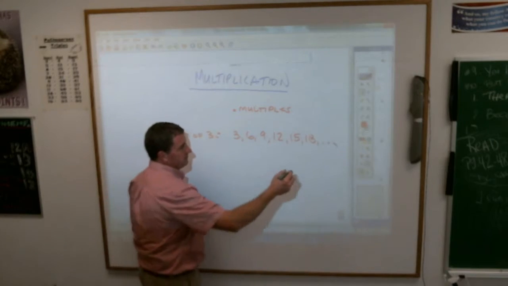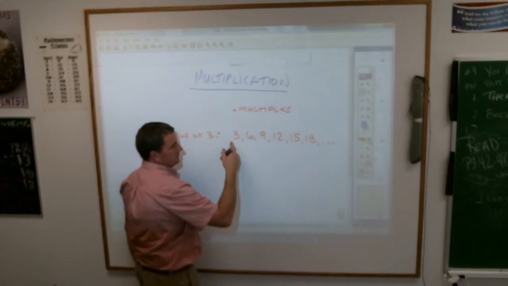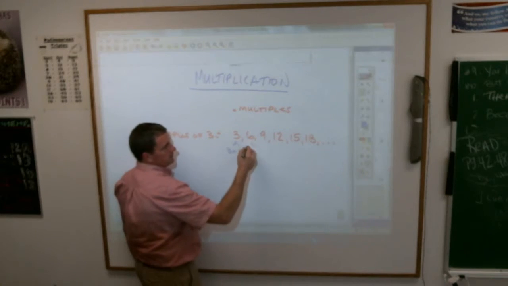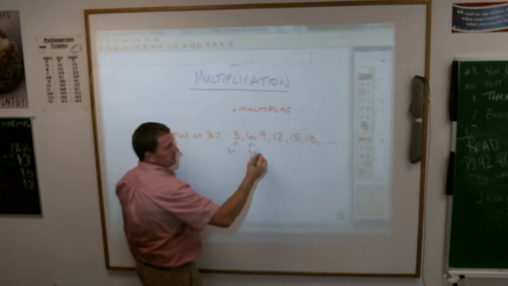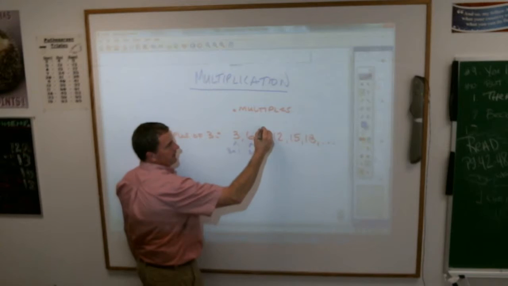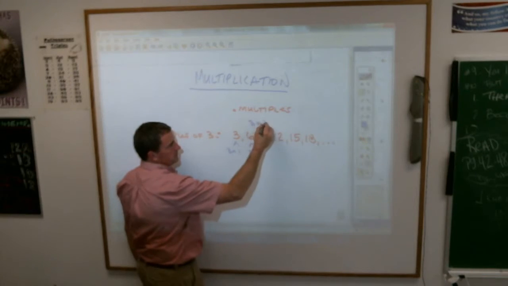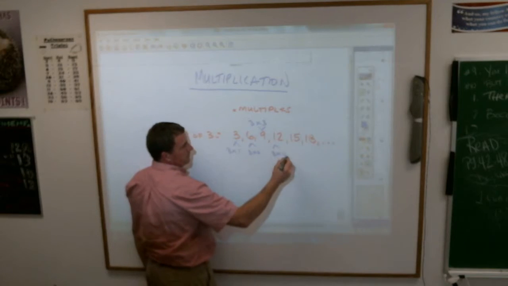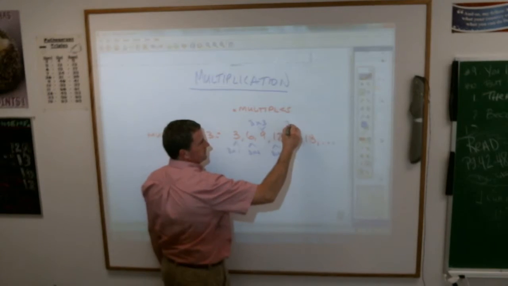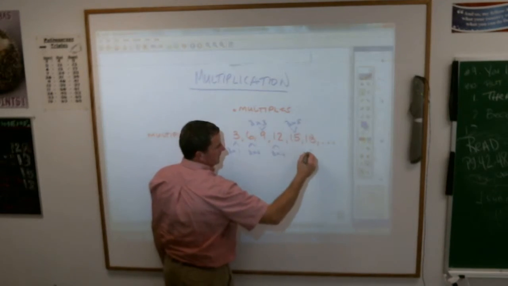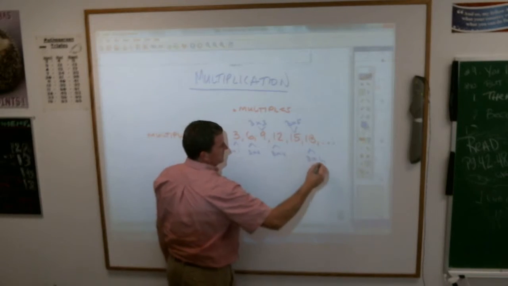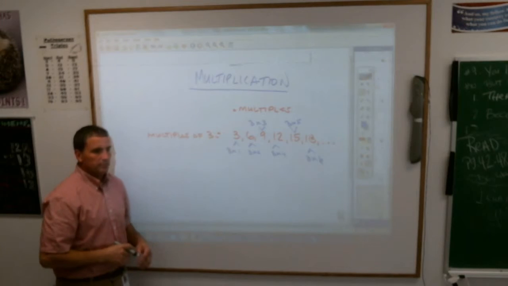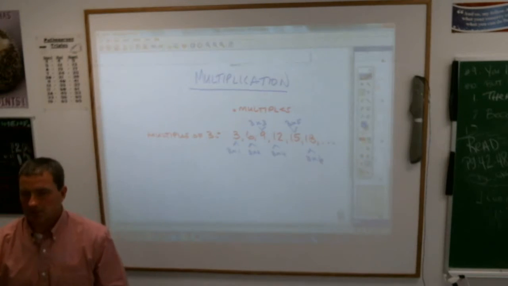Okay? For example, this is 3 times 1. 6 is 3 times 2. 9 is 3 times 3. 12 is 3 times 4. 15 is 3 times 5. And 18 is 3 times 6. If you know multiples, then you know your multiplication tables. And sometimes I see you doing that.